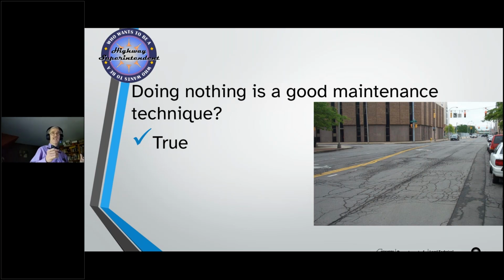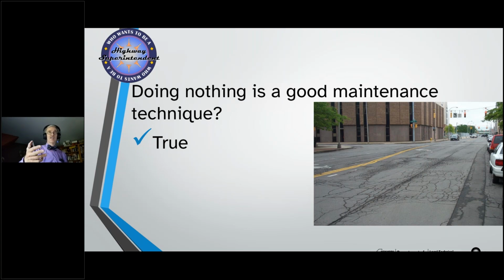Sometimes it's better to not fix a roadway than to put a bad repair after a problem. Like for instance, this roadway right here. What would you do? You can't do an overlay. It's too late for crack repairs. Really what it needs is a full depth reclamation. So doing nothing may be the best of a bunch of bad choices.